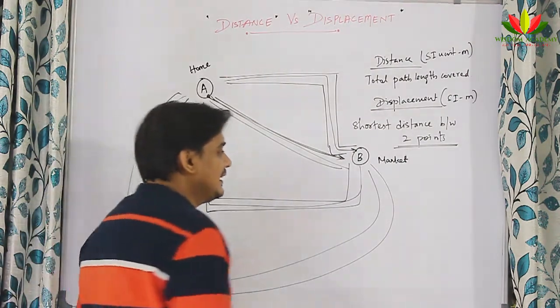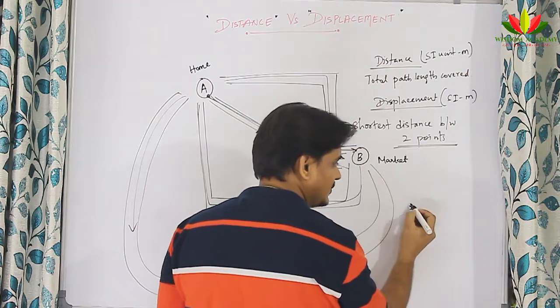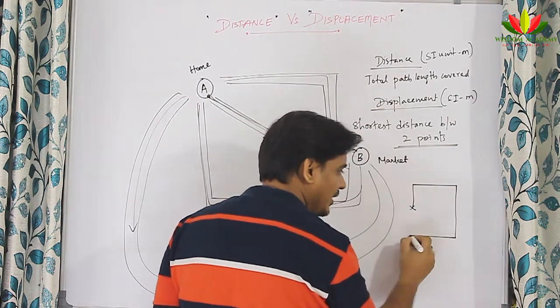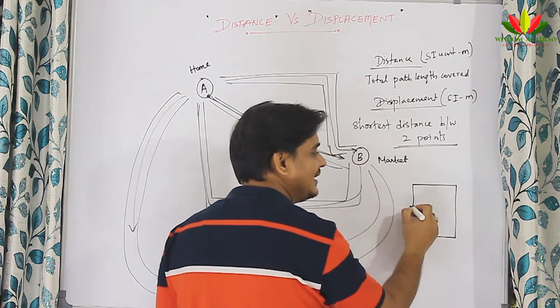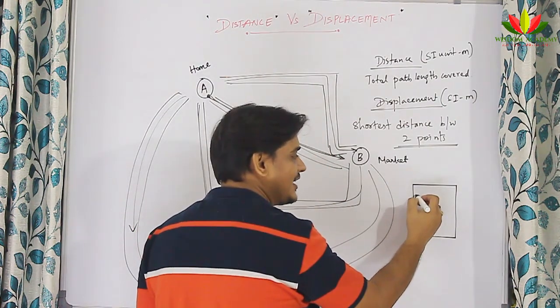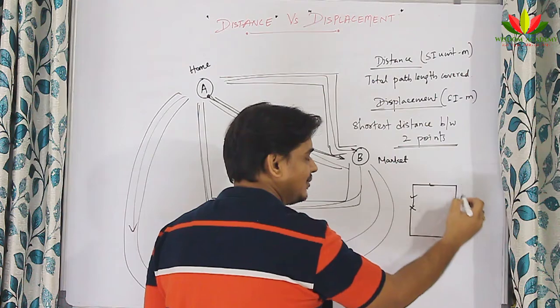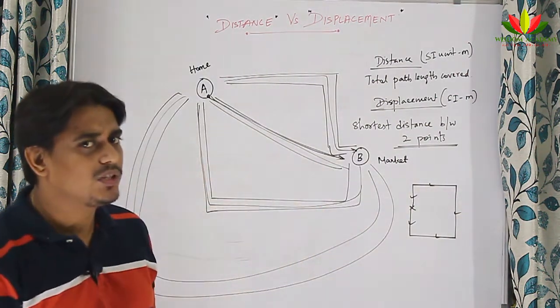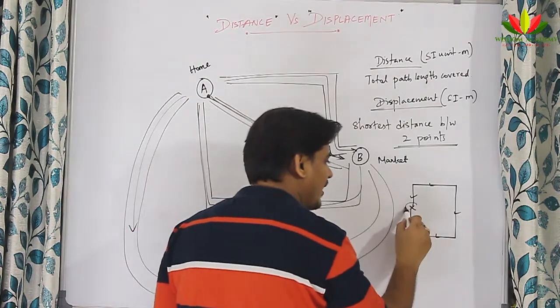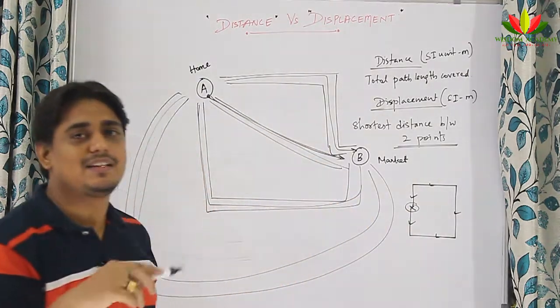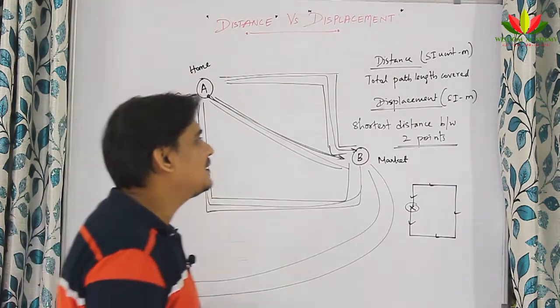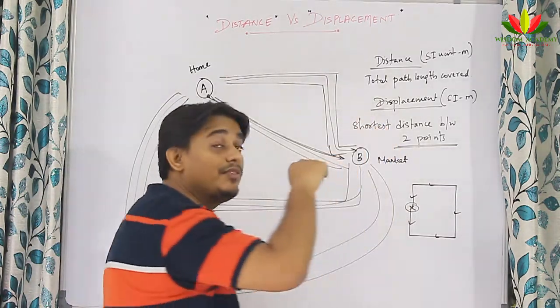That means that if a person starts from here, goes and again comes back to the same point, the distance covered will be the addition of this thing plus this thing plus this thing plus this thing and this thing, but displacement will be 0, because if the starting point and ending point become the same, then the shortest distance between them is 0, isn't it? So, displacement can even be negative.